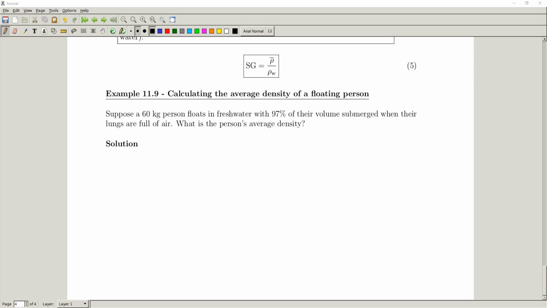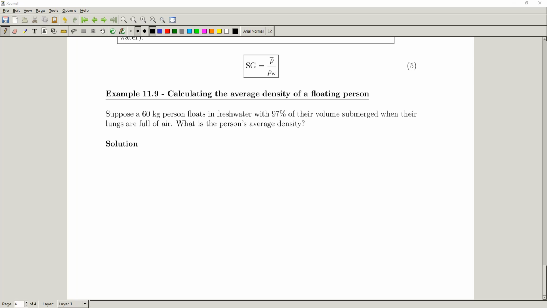Okay, so in this example, we want to calculate the average density of a floating person. I think I have numbers for this somewhere here in the text. This is 11.9 from the text. I've slightly modified it just to make it a little simpler to write down. So suppose we have a 60 kilogram person floating in fresh water. 97% of their volume is submerged when their lungs are full of air. What is the person's average density?